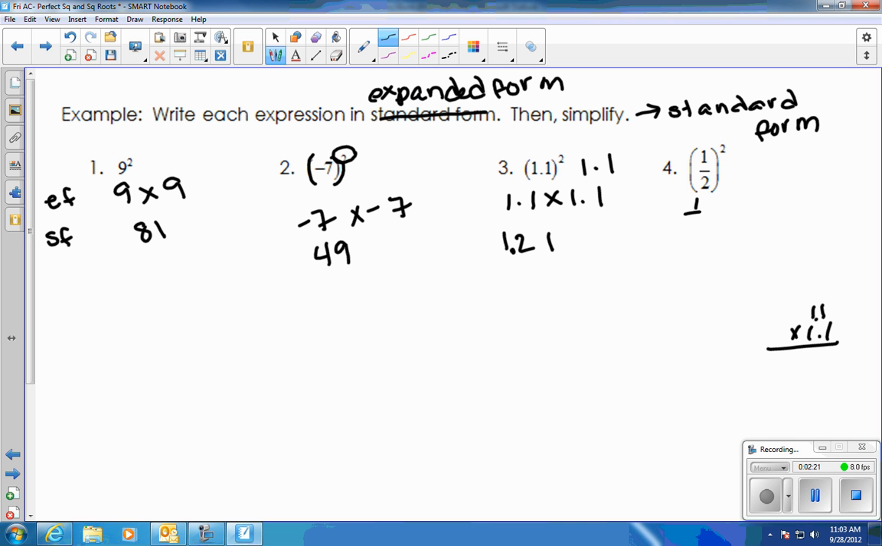So 1/2 squared means 1/2 times 1/2. Now, I know we haven't especially covered multiplying fractions yet, but this part just means 1 times 1 and 2 times 2. So you're going to multiply the tops and multiply the bottoms. If you have trouble remembering that, please remember that 1/2 is the same as 0.5. So you could also write 0.5 times 0.5 as your expanded form. And I would accept 0.25 as your answer. These are the same things.